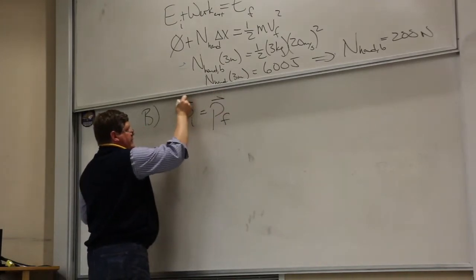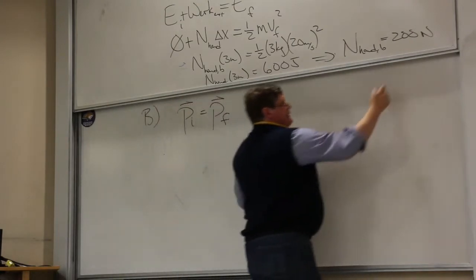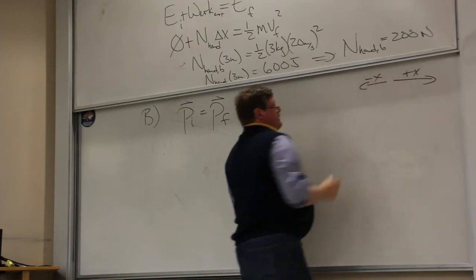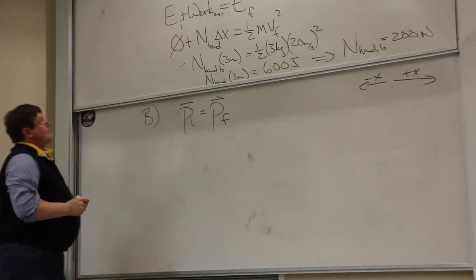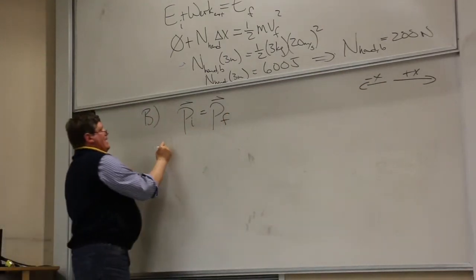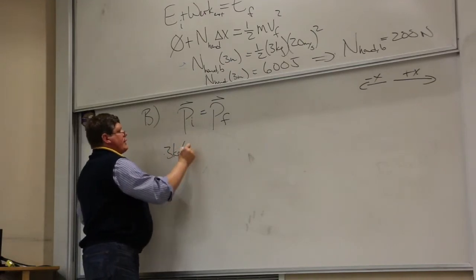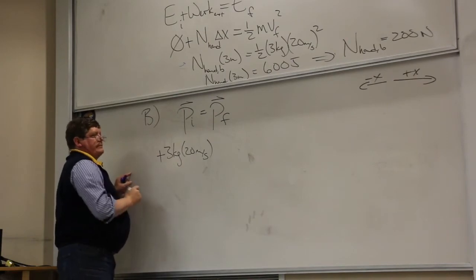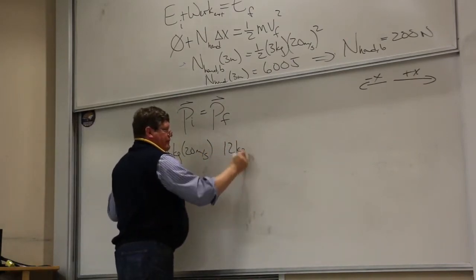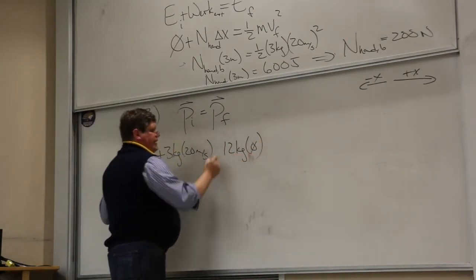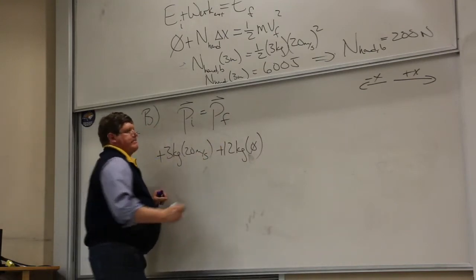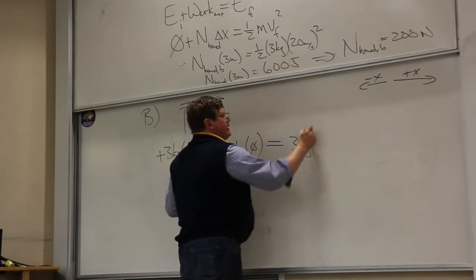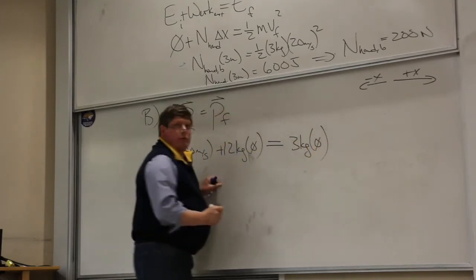I conserve momentum, and I need a coordinate system with momentum. Now, before the collision, I had 3 kilograms moving at 20 meters per second to the right. That's positive momentum. I had 12 kilograms not moving at all. You see how I just wasted ink? After the collision, I had the 3 kilogram block not moving. I just wasted some more ink.